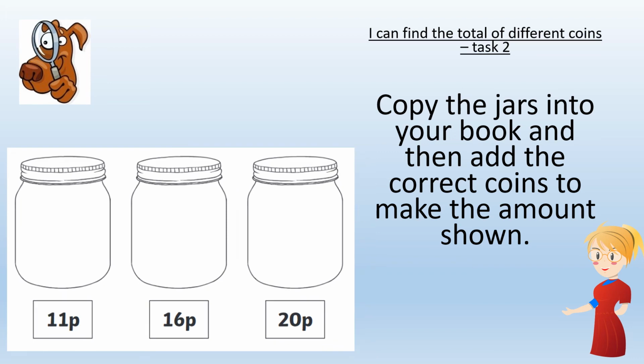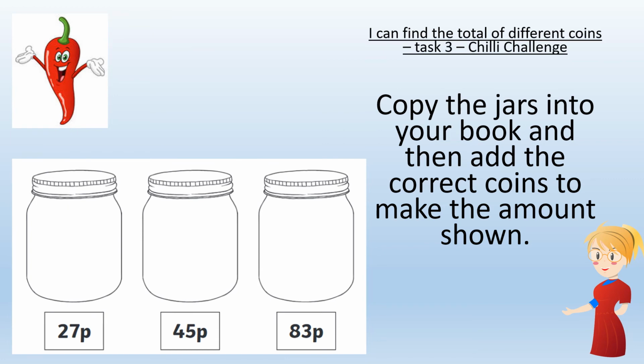Task 2, the coin jars now have 11p, 16p and 20p. Once you've finished these ones, you can stop your work for today, unless you'd like to try task 3, the chili challenge. I'll leave it up to you. The chili challenge, same thing, but much bigger amounts. Can you make 27p, 45p and 83p? Good luck.